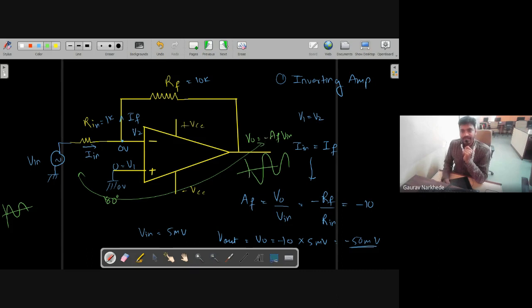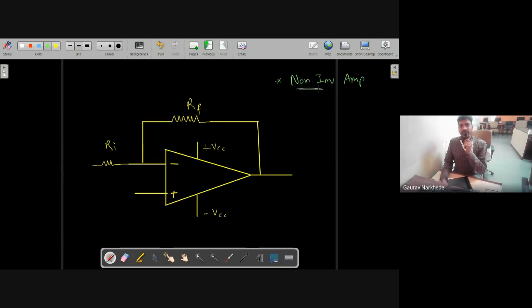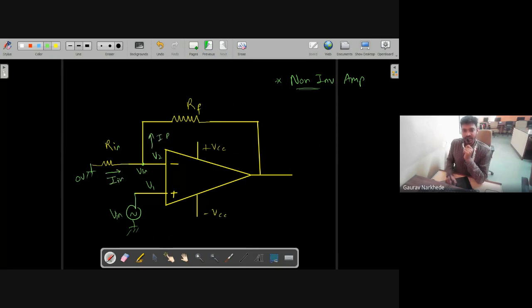Similarly, let us consider the non-inverting amplifier, which means I am giving the input at the non-inverting terminal. So this is your V in and this is your R in, and this is connected to ground. V1 and V2 by the concept of virtual ground are both equal, and that voltage is equal to V in. Again we have seen that I in is equal to IF, because the current into the amplifier is 0.